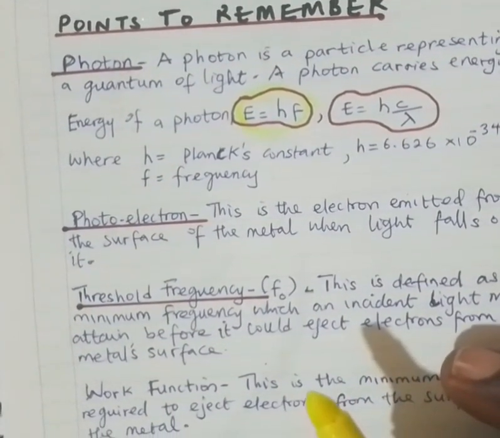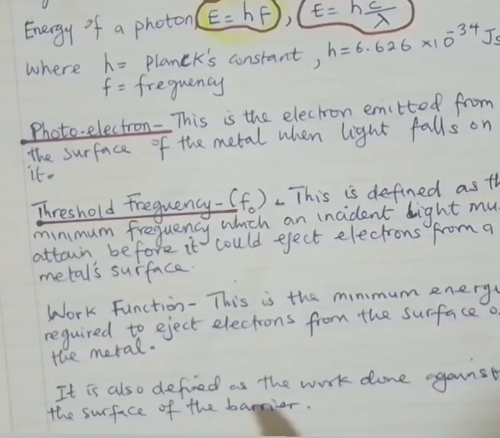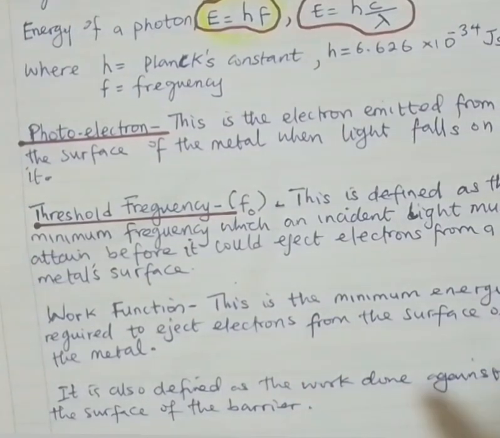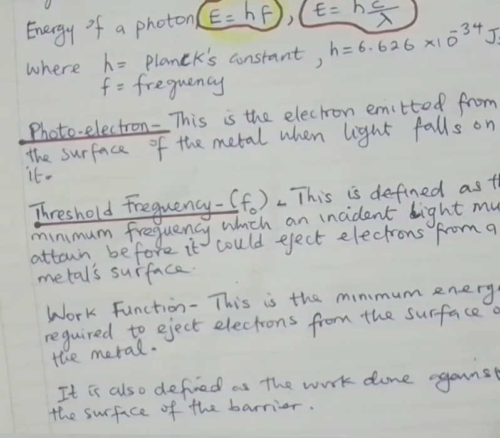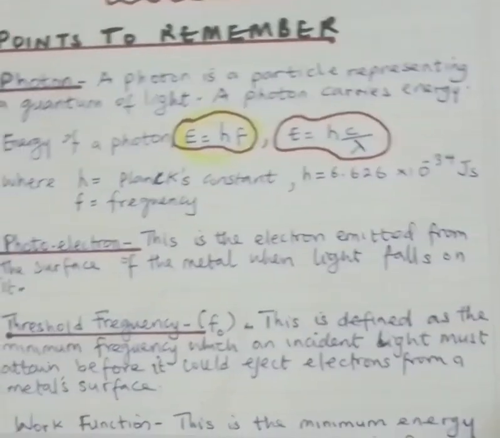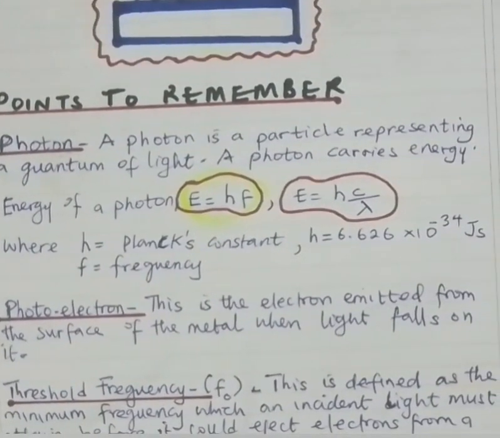So that's about work function. It's also defined as the work that must be done against the barrier. Like I said just now, it is the energy that is holding the electrons down. So the energy of the light must defeat the energy of the work function before the electrons can be moved away from the surface of the barrier. So this is the breakdown of the basic things that you need to know for work function, photon, photoelectrons, and the definition of photoelectric emission. Let's move to the next part now.